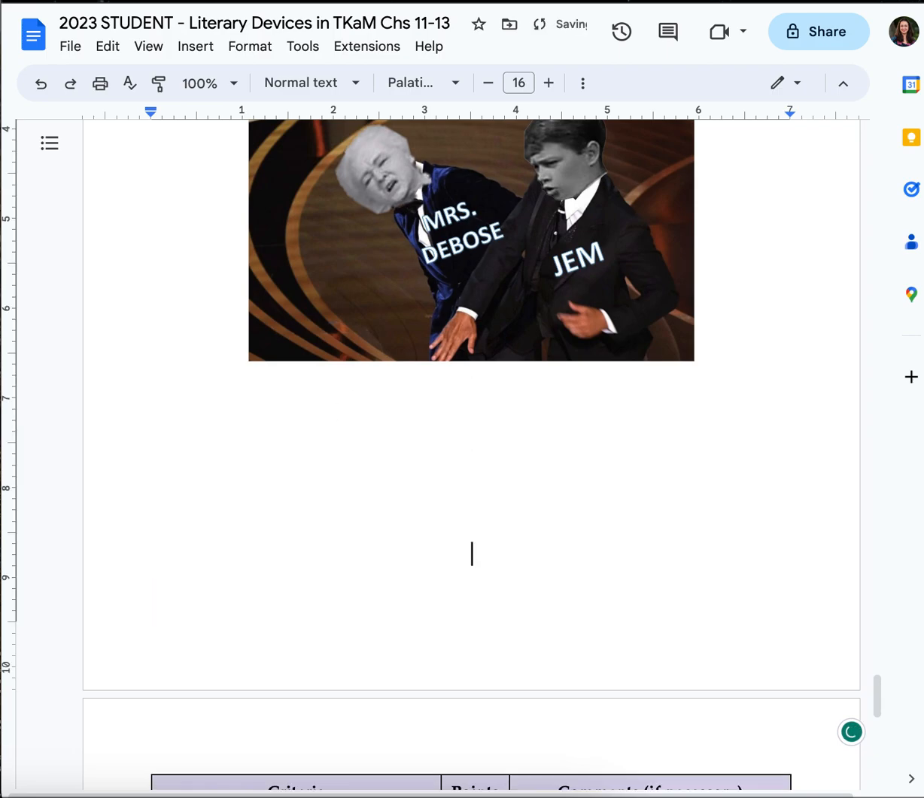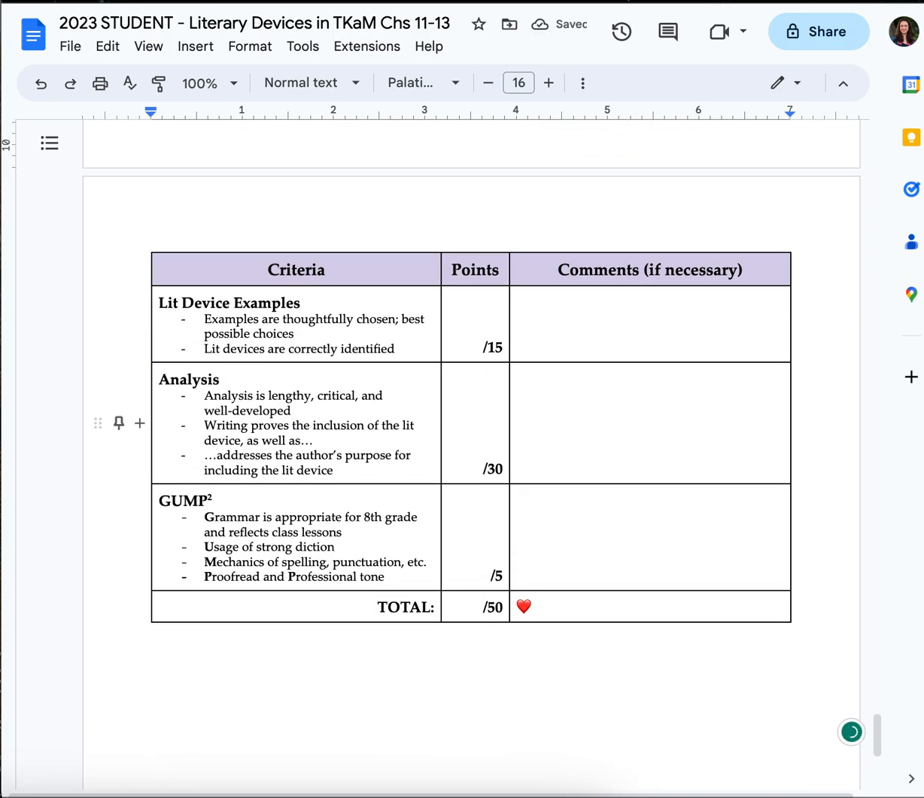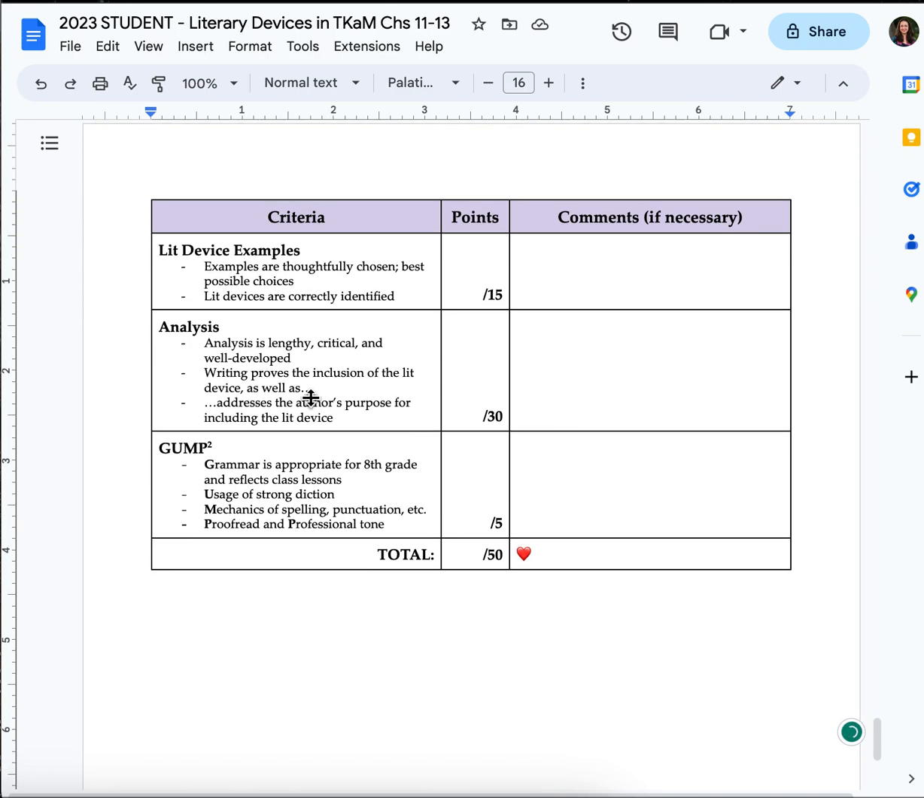All right. And then to end us off, remember, I am grading you on this project. It is a 50-point project test grade, which means that I have provided you a rubric. I am looking to see examples of literary devices that are thoughtfully chosen, the best possible choices, and correctly identified literary devices. I find sometimes kids will provide me a whole bunch of stuff from chapter 11, and what I'll find is that they have chosen examples that are correct, but maybe I've already pointed them out for you. You're not going to earn your full credit if you're not trying hard to figure it out yourself.